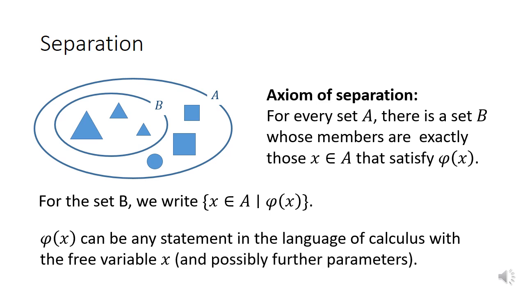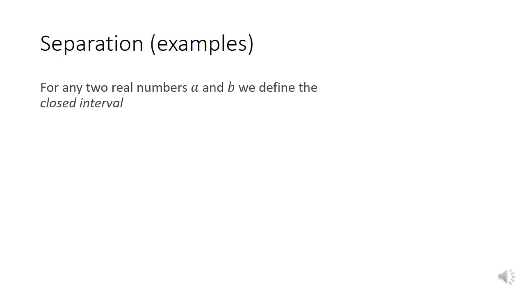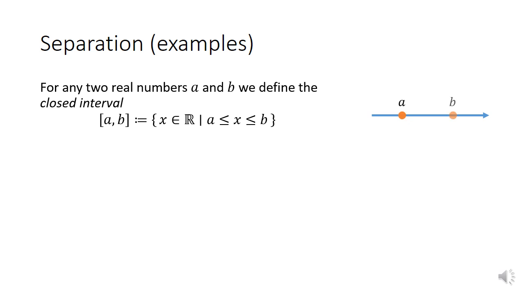Phi of x may also have parameters, that is, further free variables. The defined set B then depends on these parameters. We will now look at some examples. For any two real numbers a and b, we can define the closed real interval from a to b as the set of all x in R for which a is less than or equal to x and x is less than or equal to b.